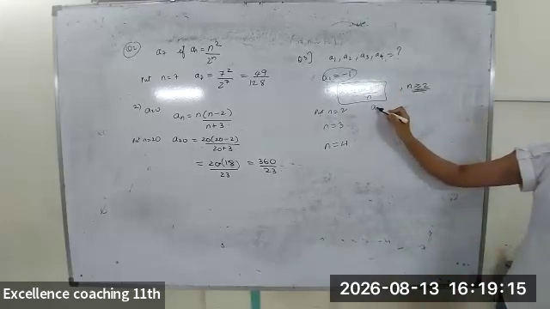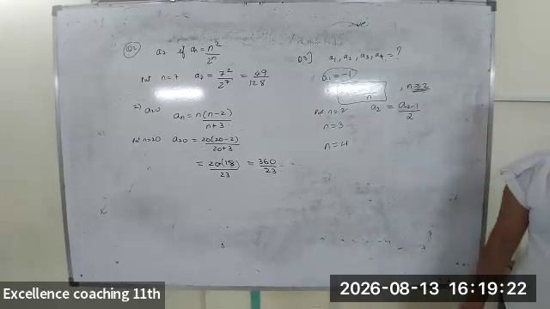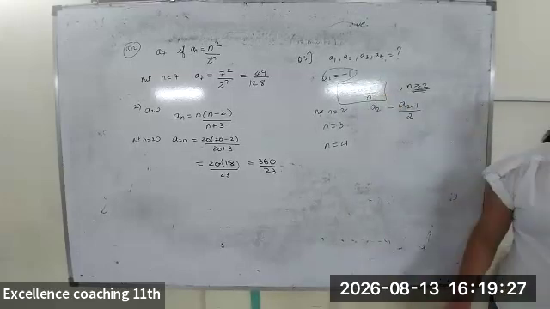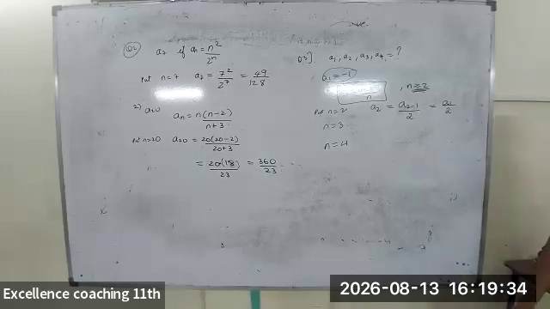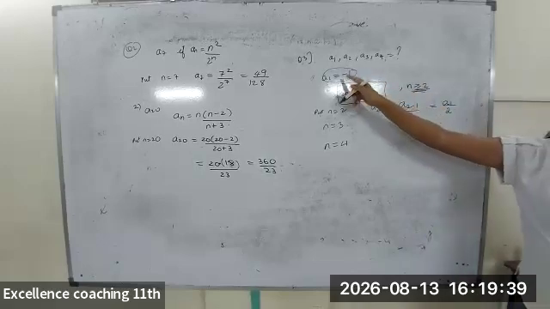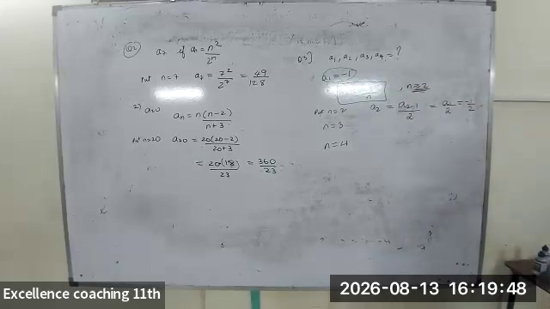Put n as 2. Now 2 minus 1 is 1. You'll end up getting this. But a is how much? A1 minus 1. So this is your A2. Now find A3.